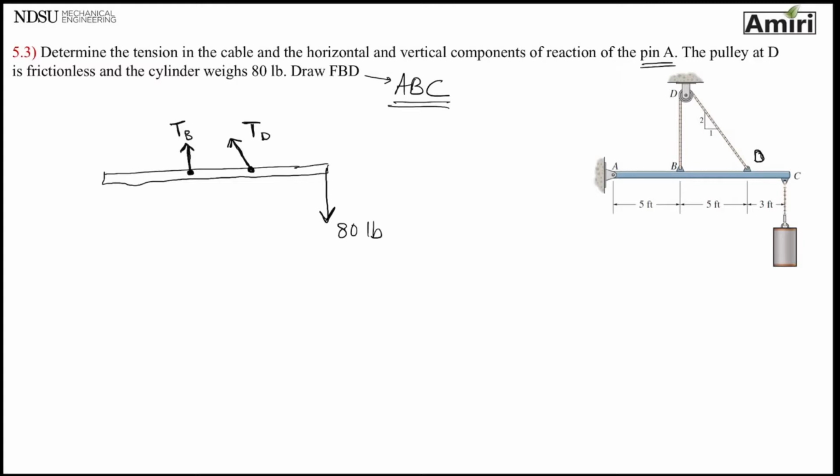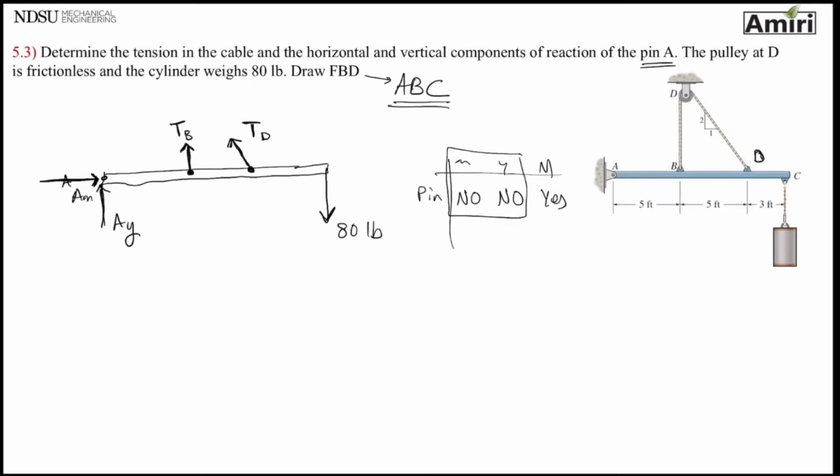Now we get to point A. It's a pin. If I draw my XY M table, I'm going to go a little bit faster here because I've explained it before. Can it move in X direction? No. Y direction? No. Moment? Yes. I only care about the moment. I'm going to put an AX and AY right there. Okay, how many unknowns do I have? AX, AY, TB, TD. It looks like I have 4 unknowns.